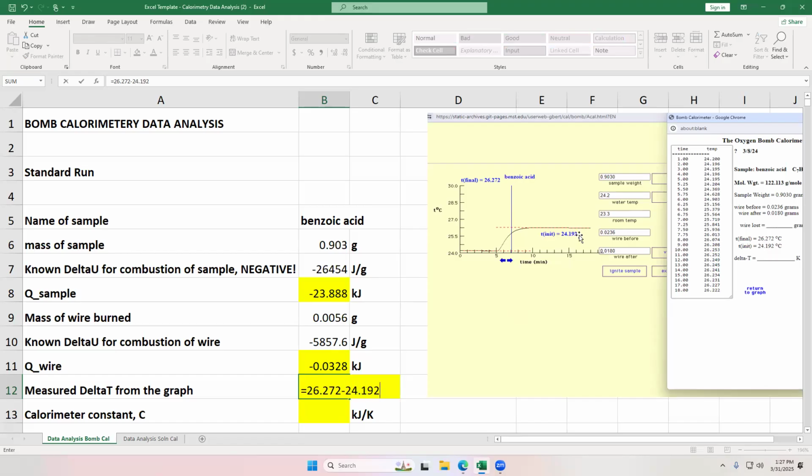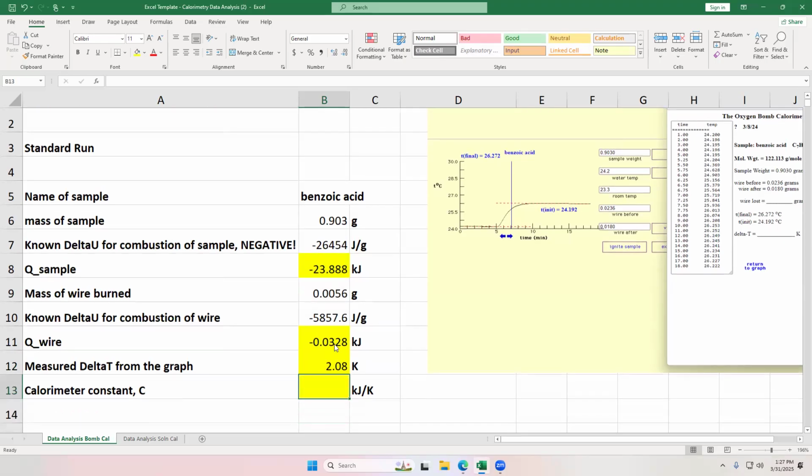That's Kelvin. Well, how did you get B11 again? This one right here, that's the mass of the wire that was burned times the delta U per gram for the burning of that wire, and then divided by 1,000 to convert it to kilojoules. Okay, measure delta T from the graph is 2.08.